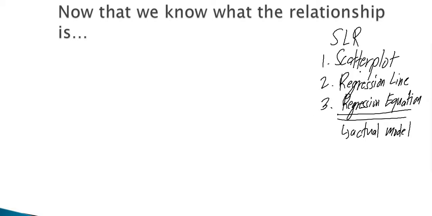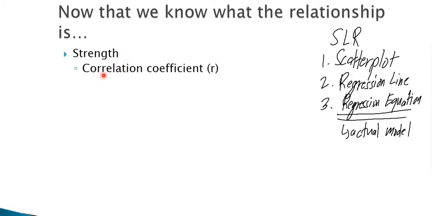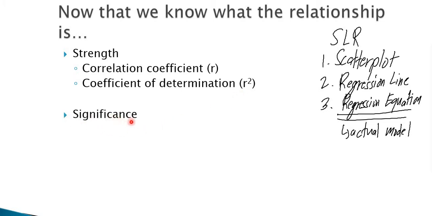But these more refer to the nature of the relationship. Now that we know what the relationship is, we shall now look more into the following. The strength of the relationship, which can be described by the correlation coefficient, or R, and the coefficient of determination, or R squared, and then the significance of the relationship, that is by hypothesis testing in regression. We might know what is the relationship, we might know its strength, but is it significant? So these are the other things that we need to do in our simple linear regression analysis.